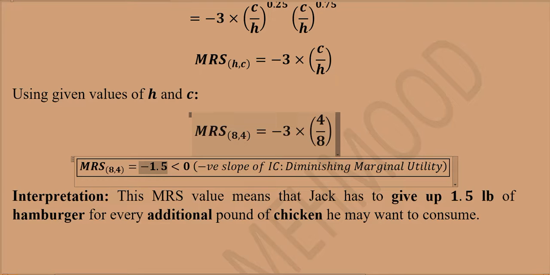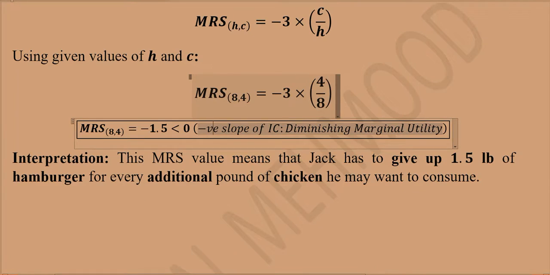It means that we have a negative slope of indifference curve, which is quite a bit expected from the theoretical knowledge that we have regarding the indifference curve, and it shows the diminishing marginal utility. And then we have the MRS, its interpretation. It means that the individual has to give up 1.5 pounds of hamburger for every additional pound of chicken that he may want to consume.